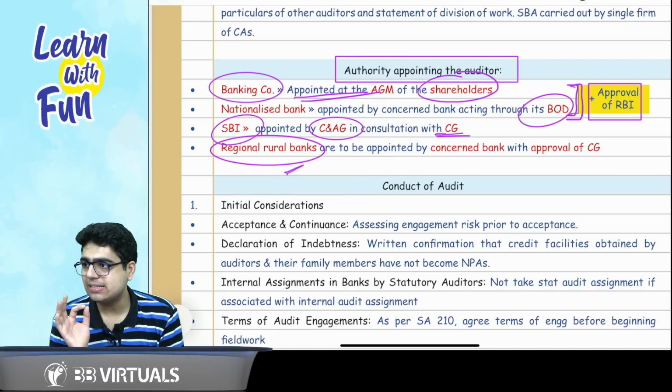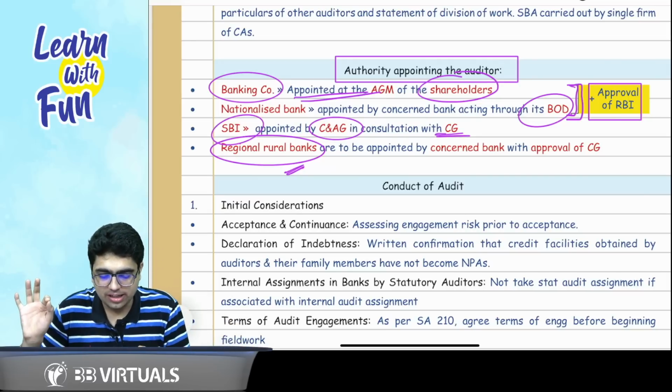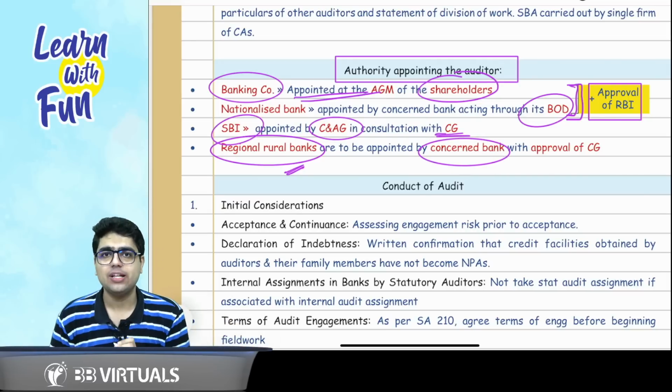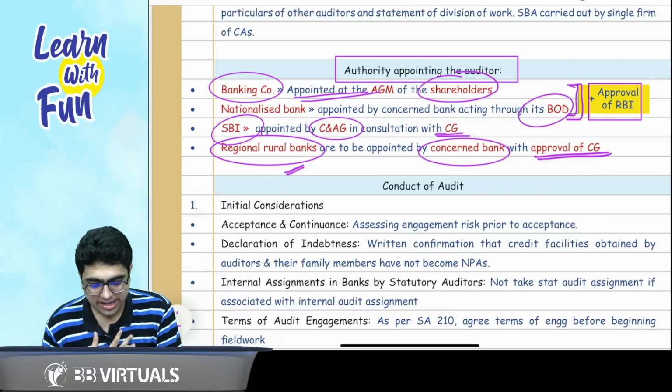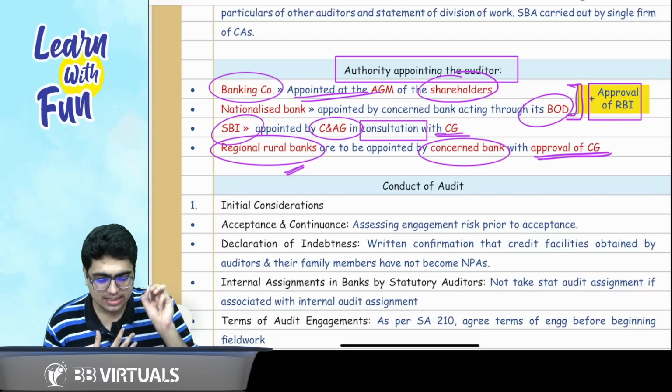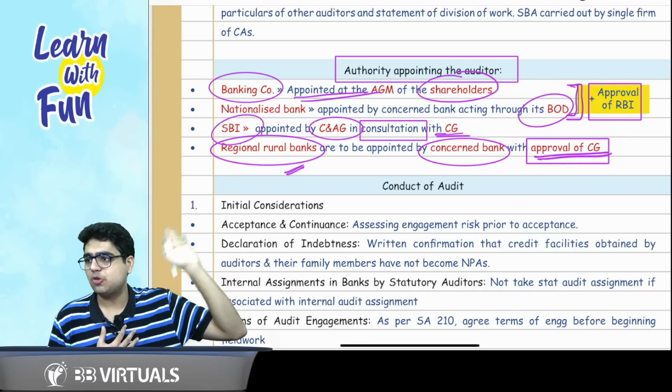Please remember that it is difficult to visit the regional rural banks. So these banks appoint their own auditor with the approval of the central government. Remember, here it is consultation, and here it is approval of the central government. I hope these 4 points are clear.